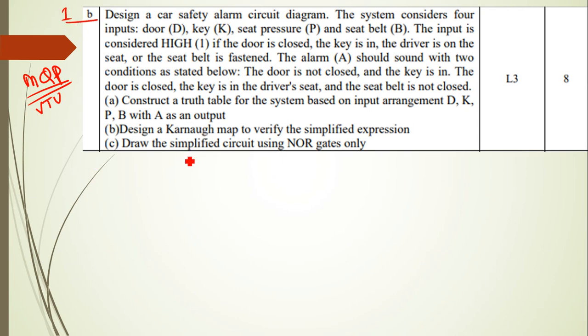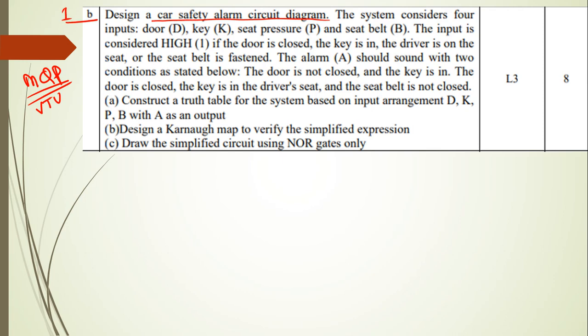The question is to design a car safety alarm circuit. Keep it in mind, guys. We are going to design a car safety alarm circuit. Our main intention is to design a car safety alarm. Car safety in the sense what? If the preconditions related to safety are not met, for example if the door is not closed, if the seat belt is not fastened, or you have not kept the key but you are going to start the vehicle. So these are some safety aspects which we are going to take care of.